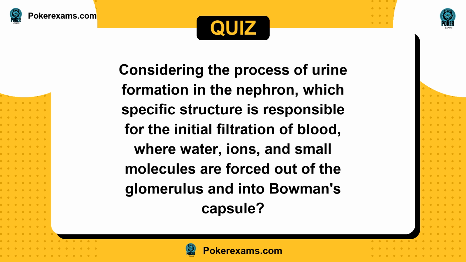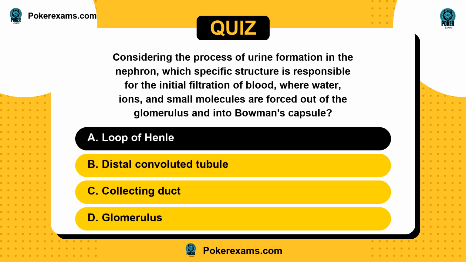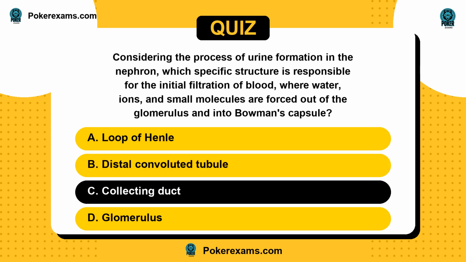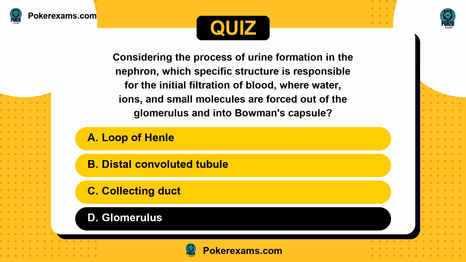Next question. Considering the process of urine formation in the nephron, which specific structure is responsible for the initial filtration of blood, where water, ions, and small molecules are forced out of the glomerulus and into Bowman's capsule? Is it A, loop of Henle, or B, distal convoluted tubule, C, collecting duct, or D, glomerulus?